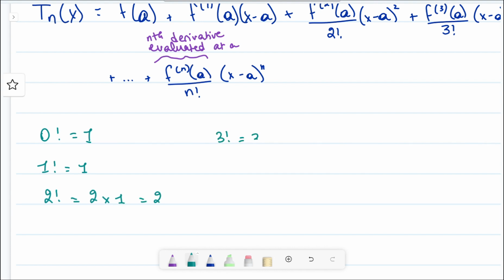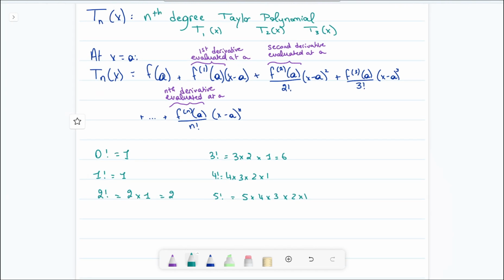3 factorial is 3 times 2 times 1, which is 6. 4 factorial is 4 times 3 times 2 times 1. 5 factorial is 5 times 4 times 3 times 2 times 1. This is basically what a factorial is. You can simply plug it into your calculator in order to avoid these calculations.